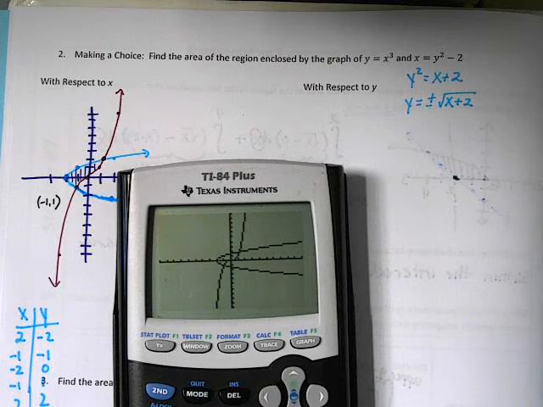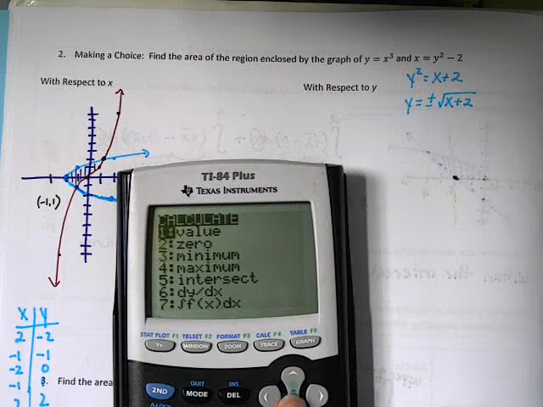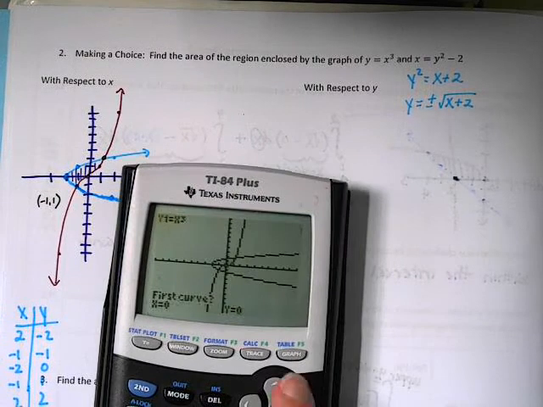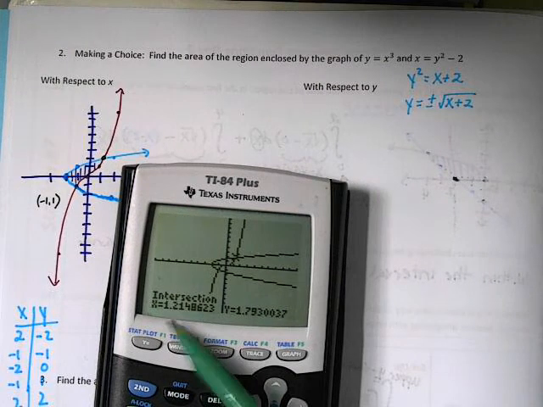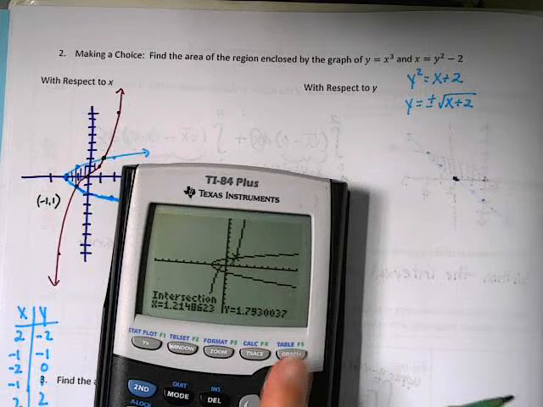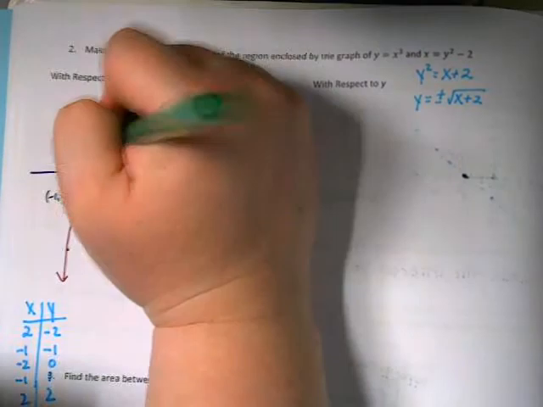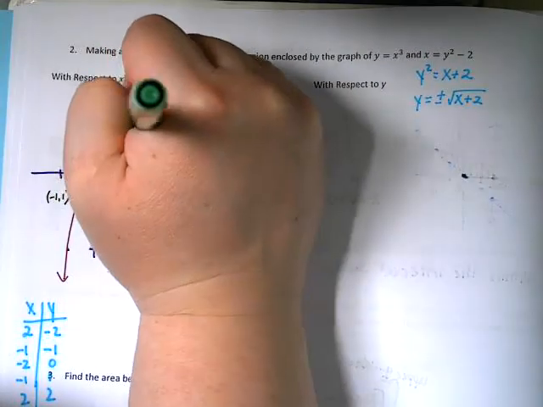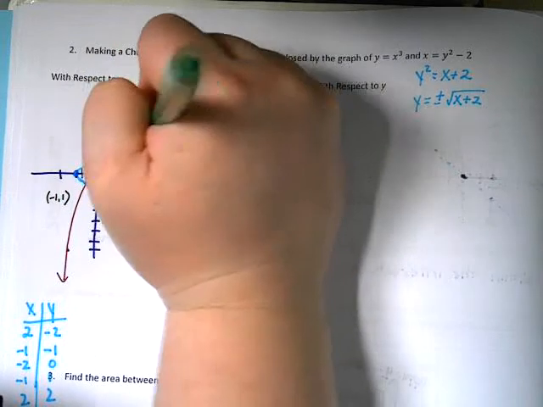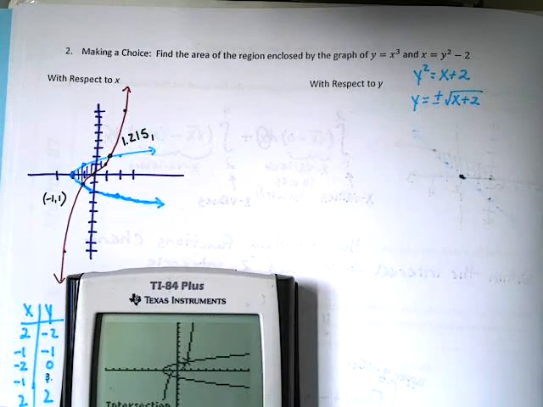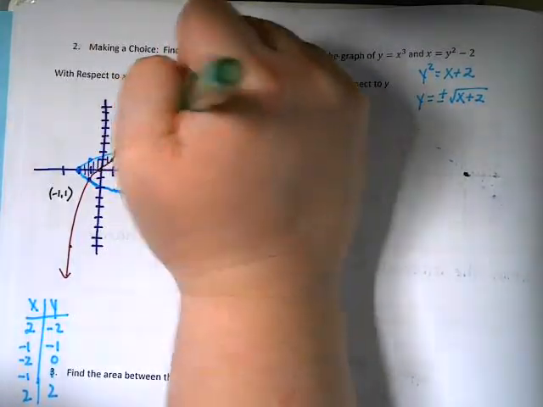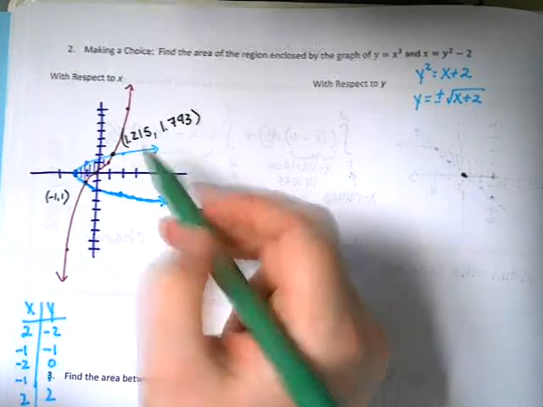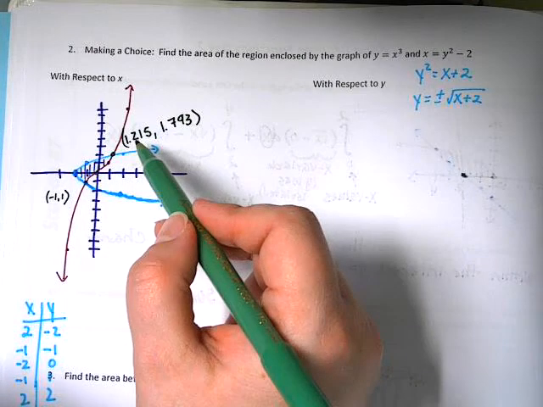So let's take a look and see what that intersection point is. Intersect, right there. So x is 1.215. And I'm also going to put the y value in there too, 1.793, because we're going to need it on the next part. But the x value is the one we care about right now.